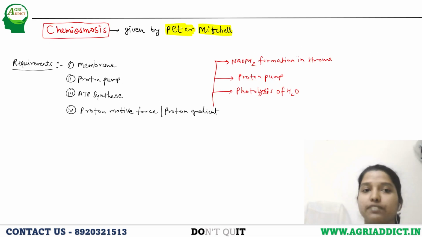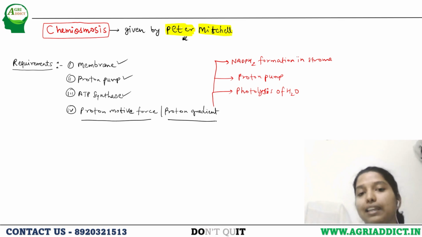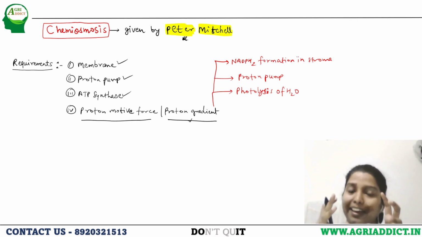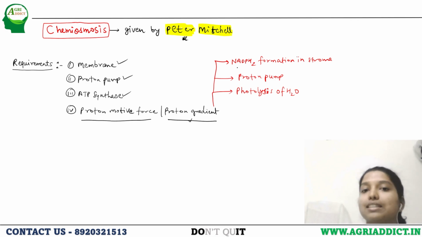Now that chemiosmosis we studied, this concept was given by Peter Mitchell. And what are the requirements here? The membrane is required, a proton pump is required, the ATP synthase enzyme is required, and the proton motive force or proton gradient is required. That is the concentration difference between the H plus ions present in the stroma and the H plus ions present in the lumen. So why is the proton gradient being formed? Because of the NADPH2 formation.